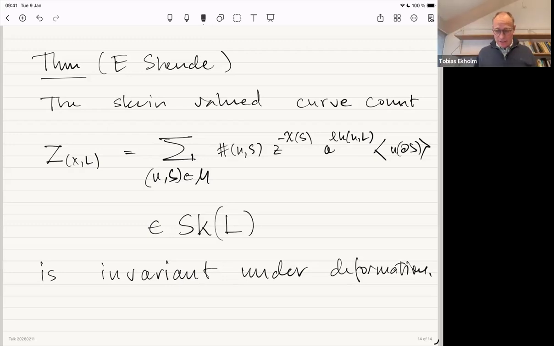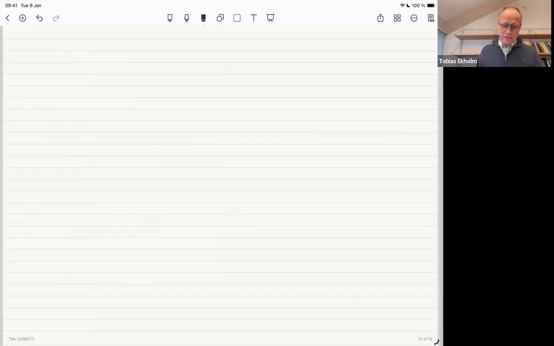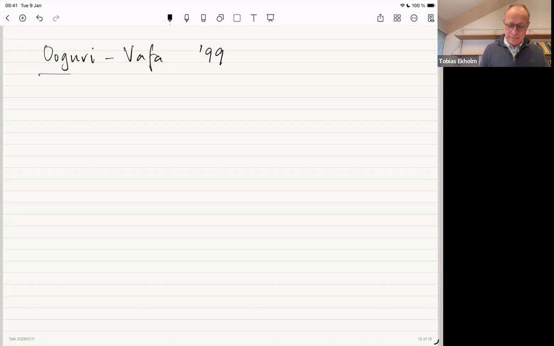So now we have this Skein valued curve count. Let me try to get to the so-called Ooguri-Vafa conjecture. This Ooguri-Vafa conjecture states basically the following. And that's a conjecture from 99.